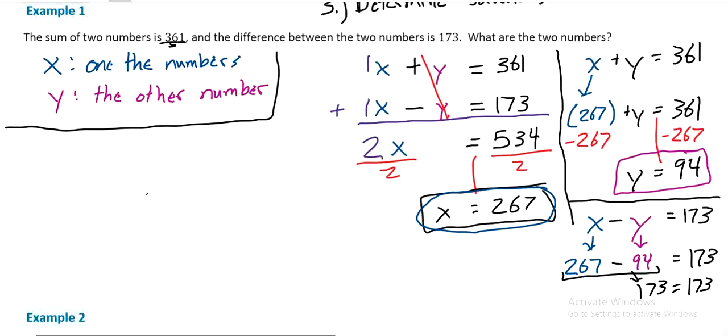We'll just write our solutions as a point. You could write it as... well, no. In this one, we wouldn't put a coordinate point because we came up with x and y, and they didn't specifically say that it was being put on a coordinate grid. So just make sure you have x equals 267 and y equals 94.